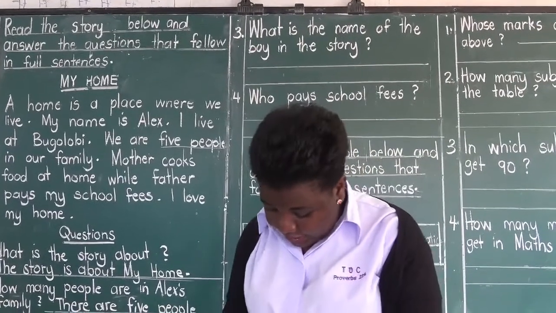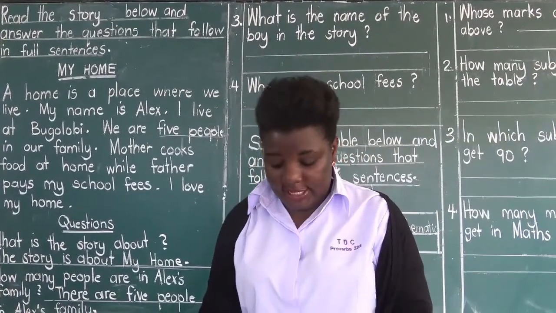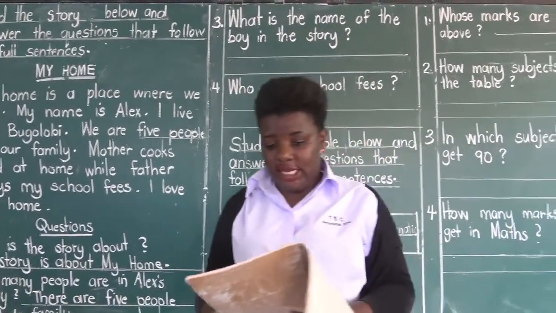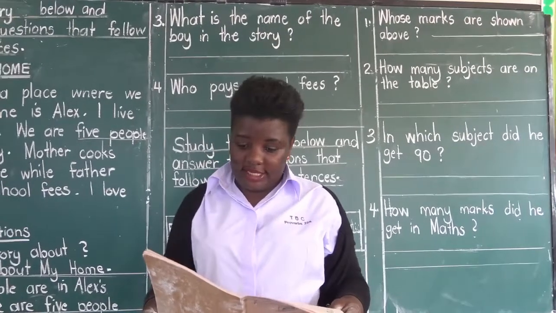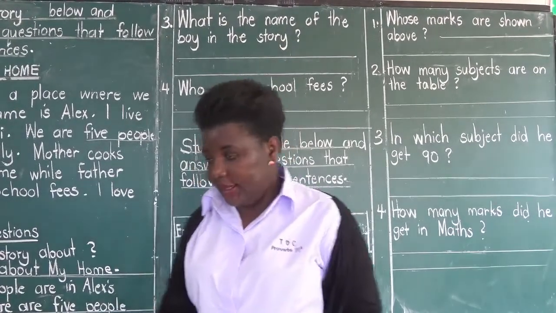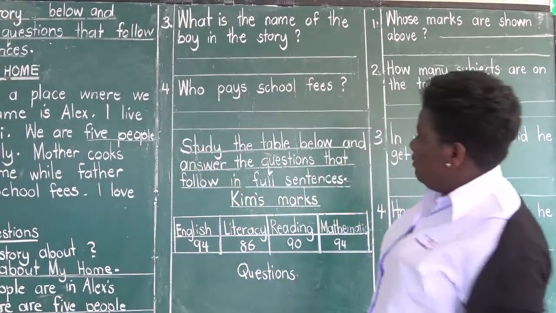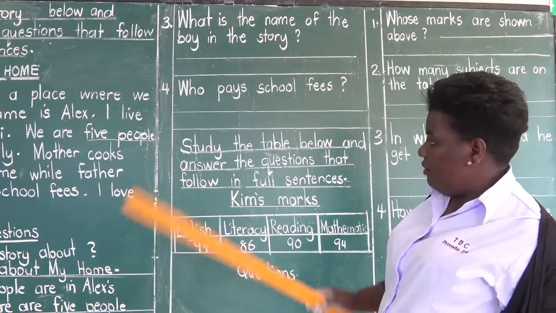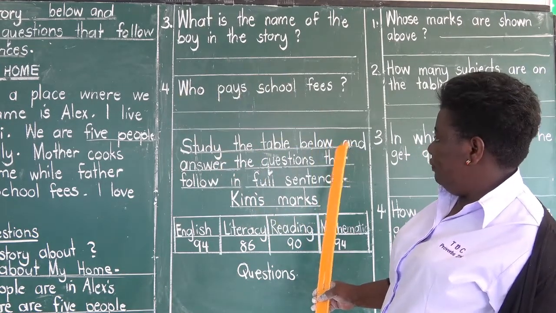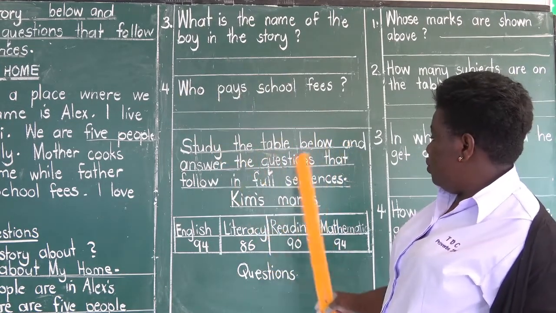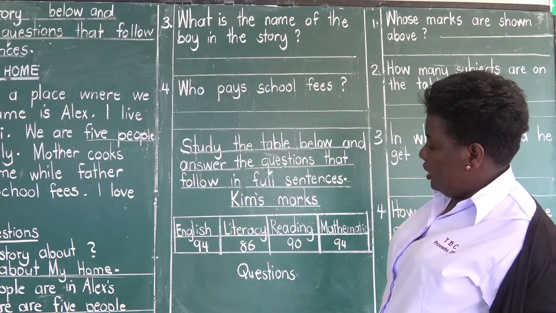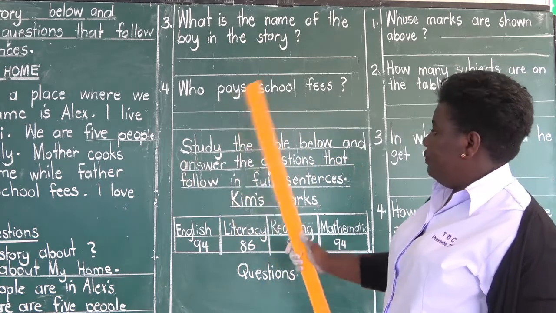Dear children, now let's go to the next page. That is page 17. Yes, we are on page 17. On page 17, we have this instruction here. It looks to be too long, but let's read slowly by slowly.